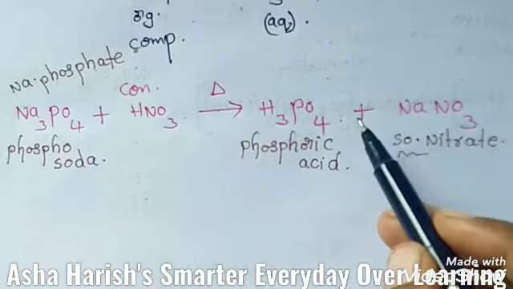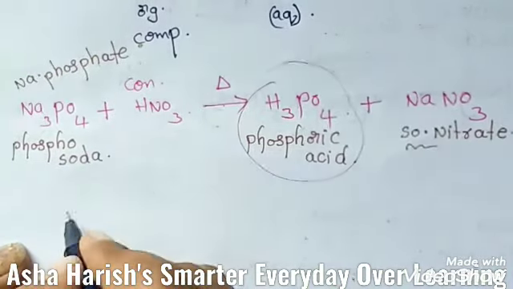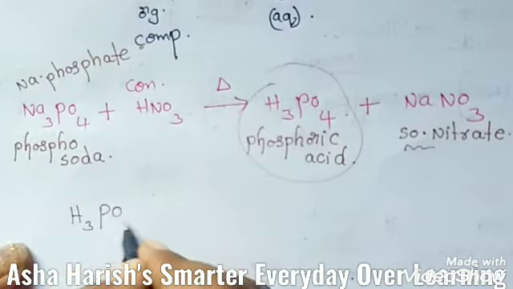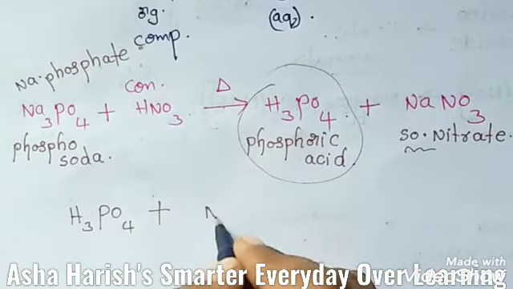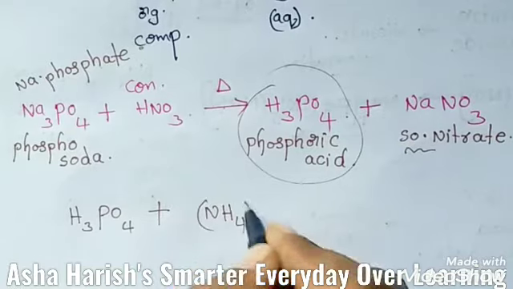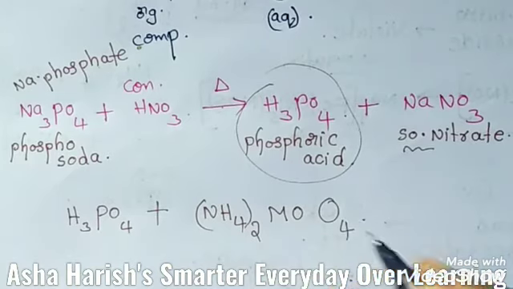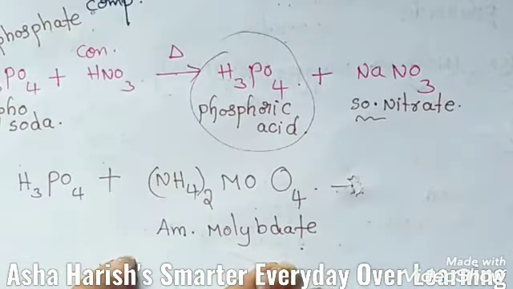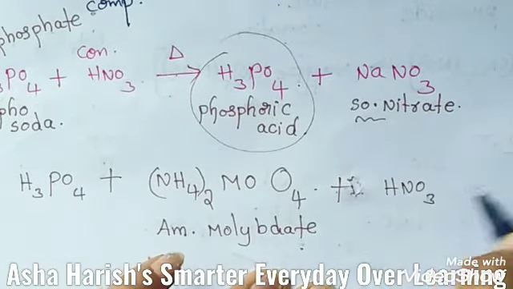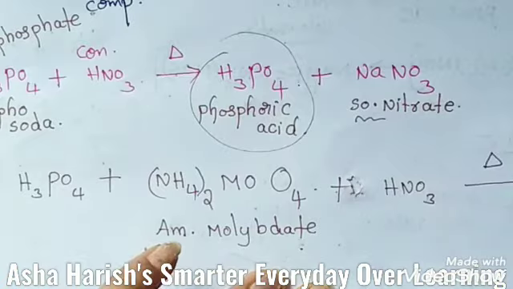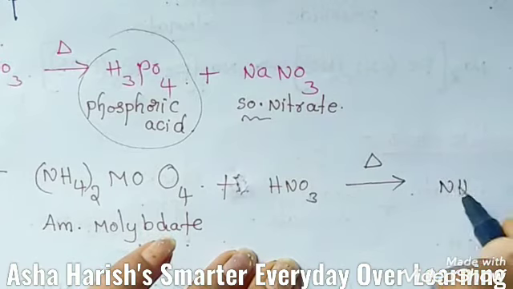Now students, this phosphoric acid H3PO4 can be treated again with ammonium molybdate. The formula is (NH4)2MoO4. This is ammonium molybdate. To this ammonium molybdate, you add nitric acid, HNO3, and if you heat this combination gently, then students, what do you get?